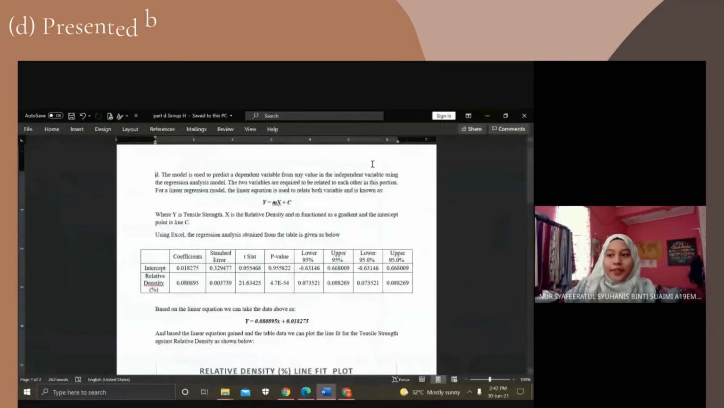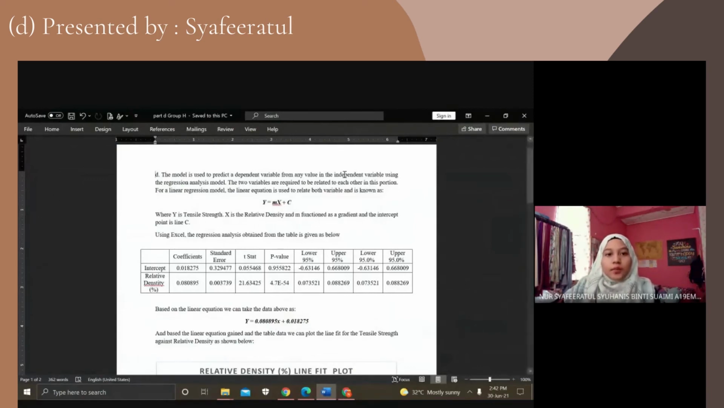Hello and good day. My name is Nashiveta Shani Swaini. I will proceed to the last question, which is part D for this assignment. The question for part D is what is the prediction of the tensile strength for such tablets, and comment on the validity of the model that you have used to carry out this prediction.